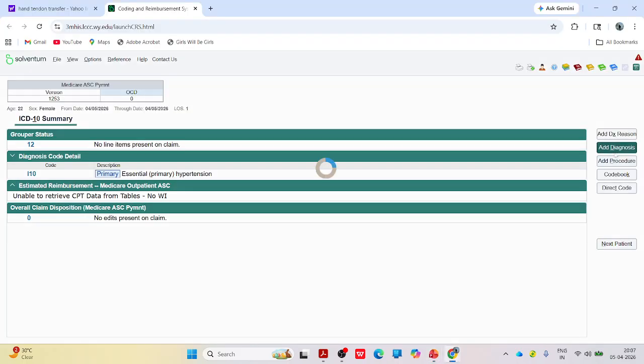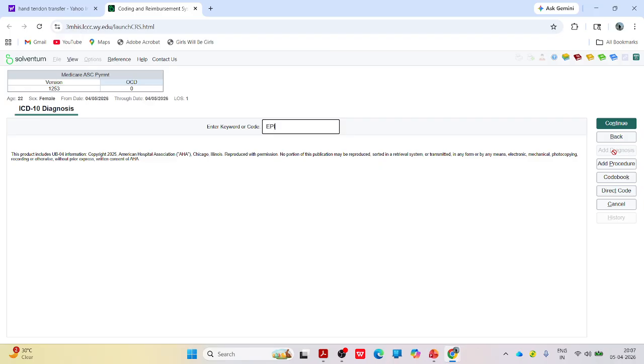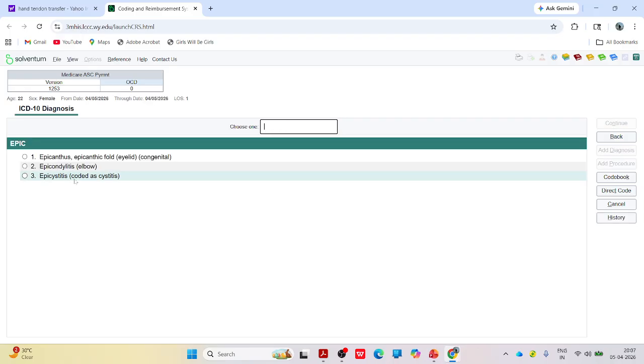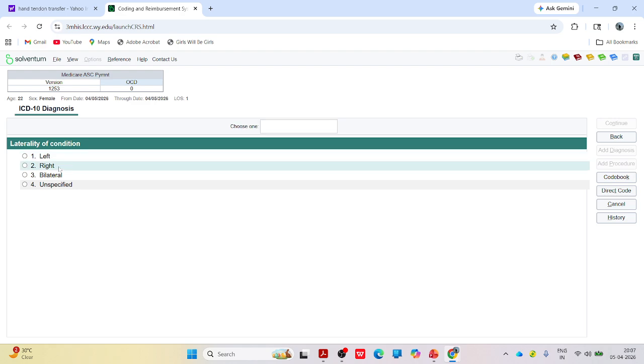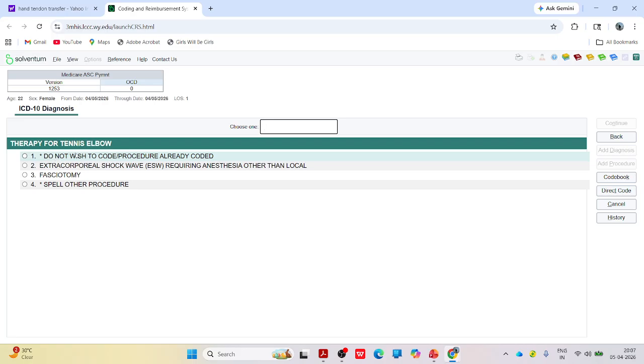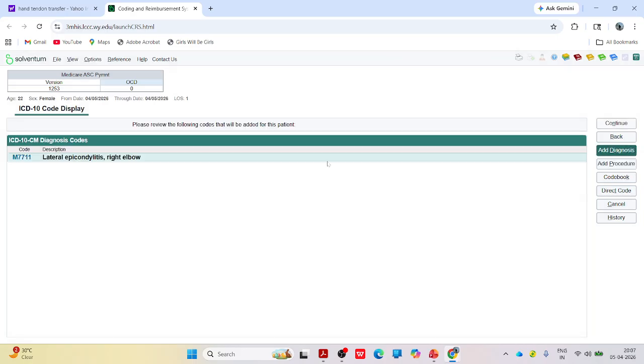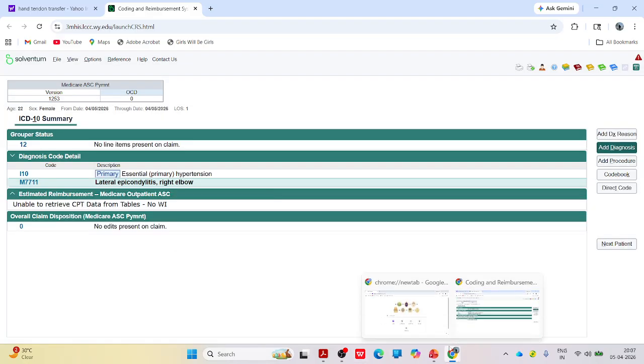Okay, ICD, epicondylitis. It's on the lateral side, right side, and no need to code more. Lateral epicondylitis, that is M77.1.